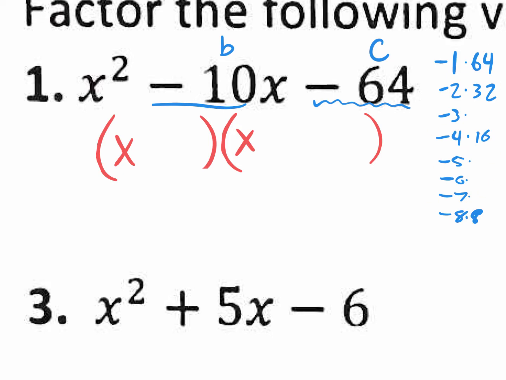After you come up with the list, it's simple. All you have to do is combine and see which pair of numbers combines together to give you the middle value, which is negative 10. After combining, this gives us 63, this gives us 30, this gives us 12, and we see that we need a negative 10. None of these work, this will give us 0. So what does that mean? That it's simply not factorable.